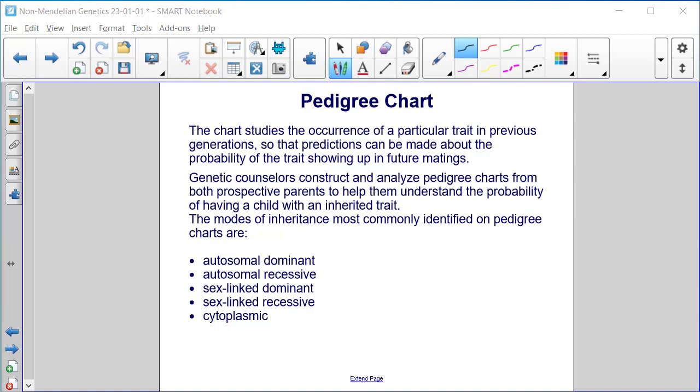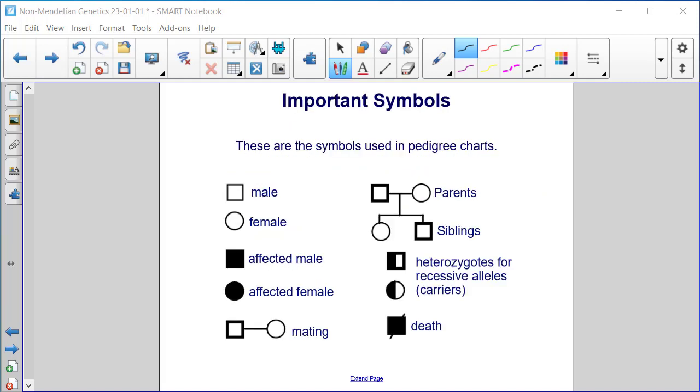The modes of inheritance most commonly identified on pedigree charts are autosomal dominant and recessive, sex-linked dominant and recessive, and cytoplasmic. These are the symbols used in pedigree charts. Square for male, circle for female. If that male or female is affected, then we shade them in, and then mating is shown by a link between them.